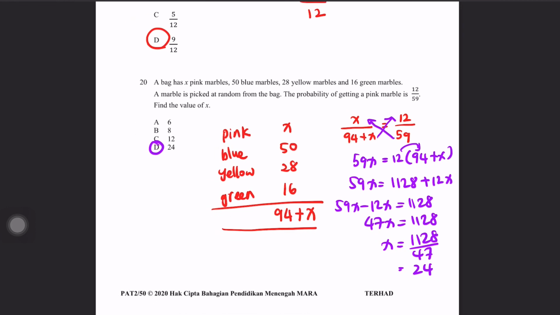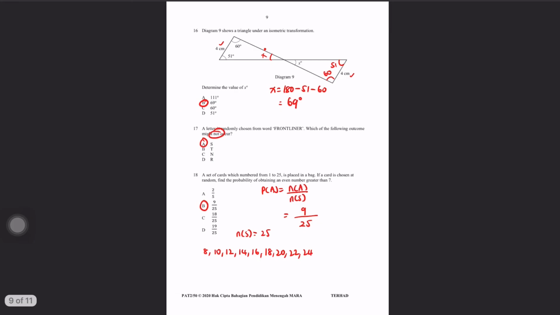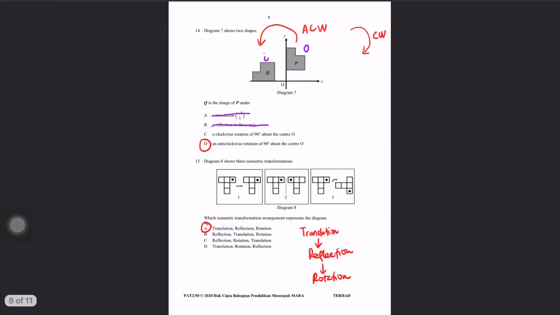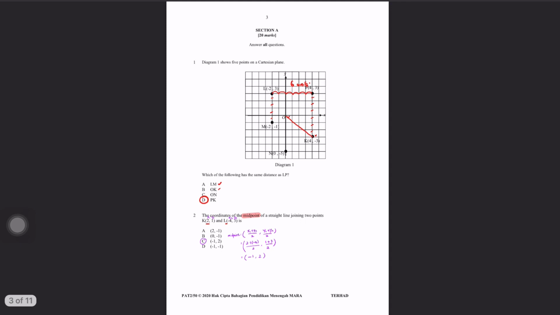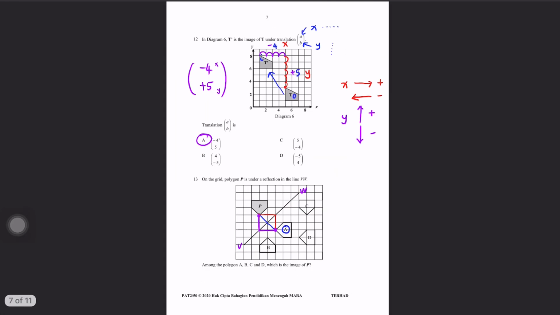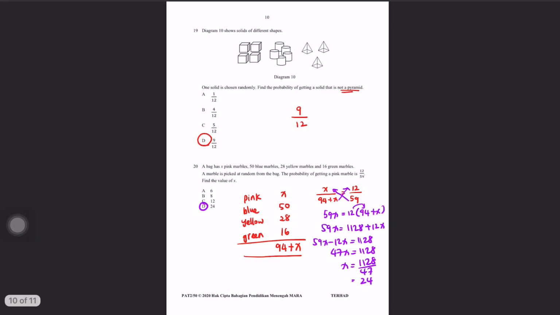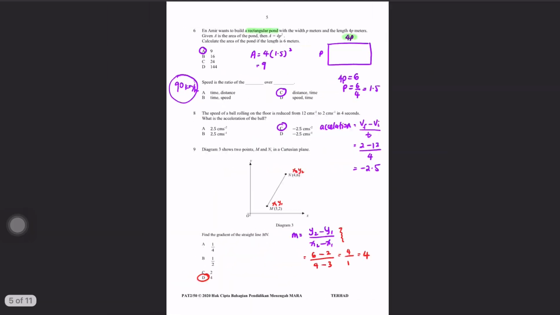Okay, so that's it for section A. Okay, 20 objective question. Okay, so I hope you try all the question. Okay, if you still have any difficulties, just ask the question in the Telegram group. Okay, so far saya tengok soalan ni macam mudah sajalah.